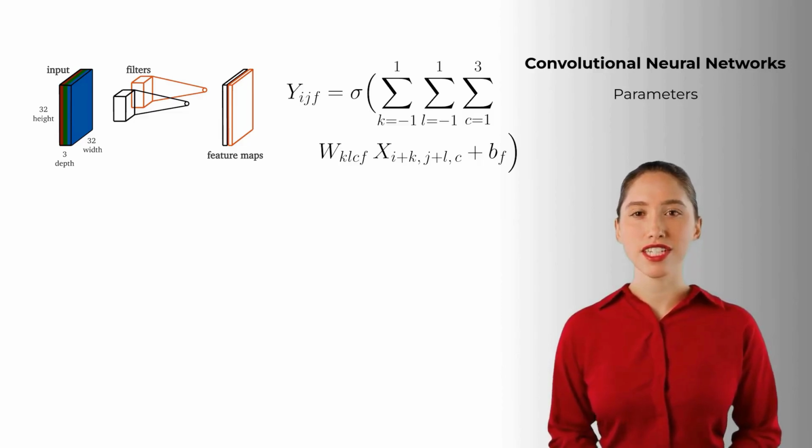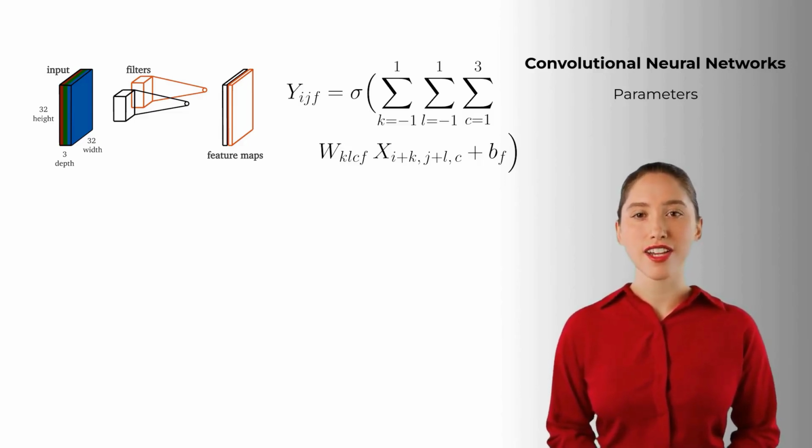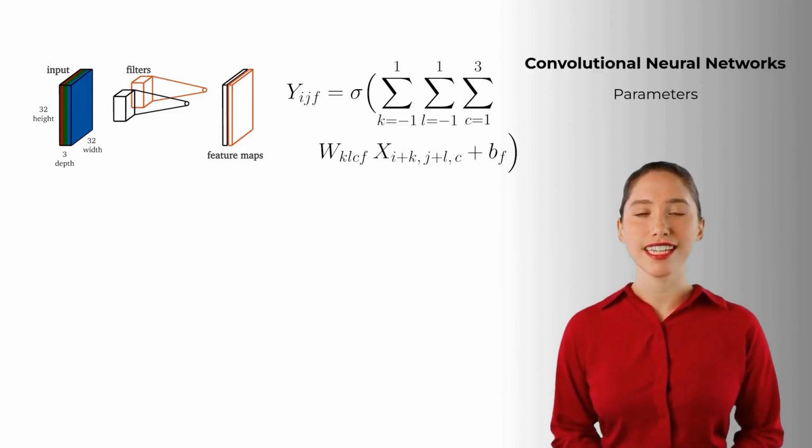That entire filter needs only 27 weights plus 1 bias, so 28 parameters per filter. 2 filters mean just 56 learnable numbers. Compare that with more than 6,000 in a tiny fully connected layer on the same image. Efficiency is the game changer.